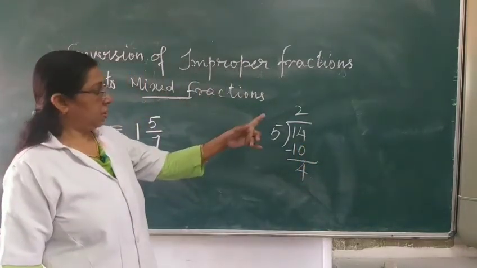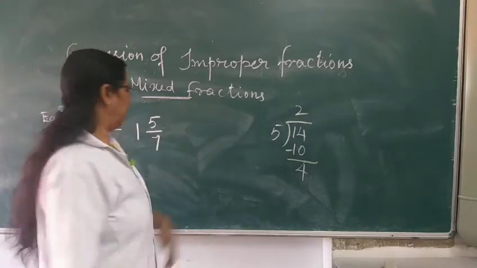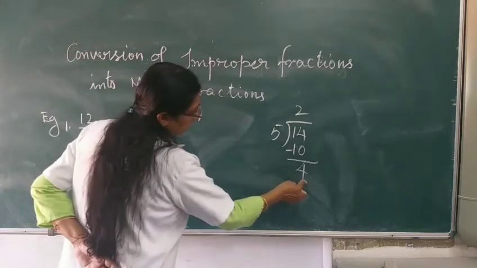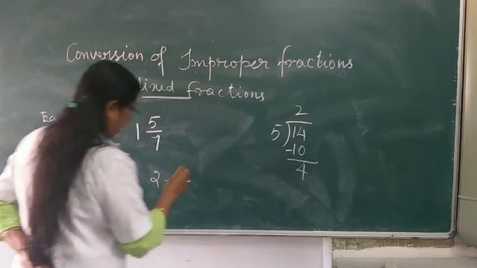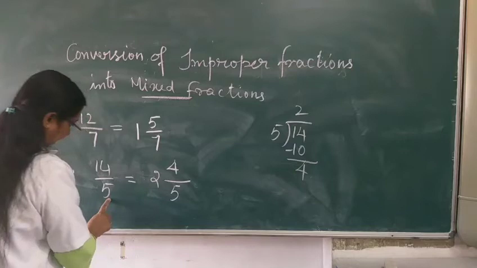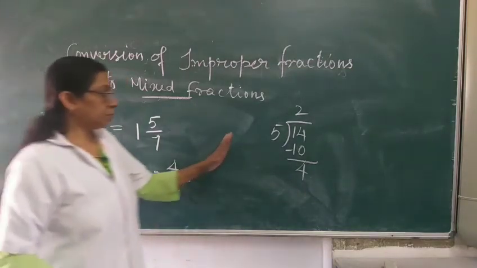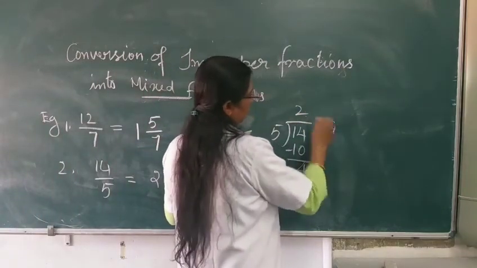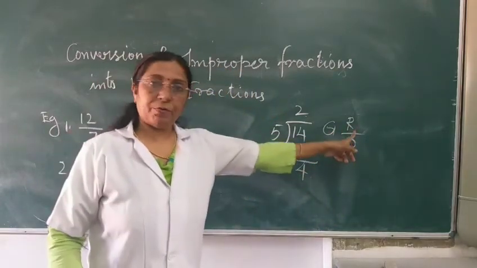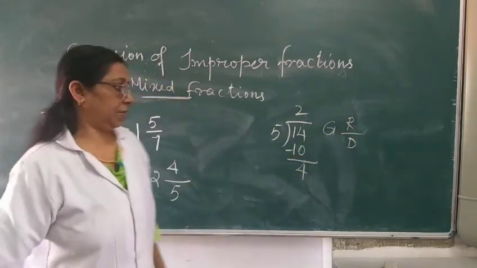What is the quotient? 2 is the quotient. That is the whole number in this mixed fraction. And what is the remainder? This 4 is the remainder. That is the numerator of the proper fraction, and the divisor is the denominator, or you can write the same denominator here. Understood? Quotient, and remainder by divisor, that is the proper fraction. Quotient and remainder by divisor is the form of this mixed fraction.